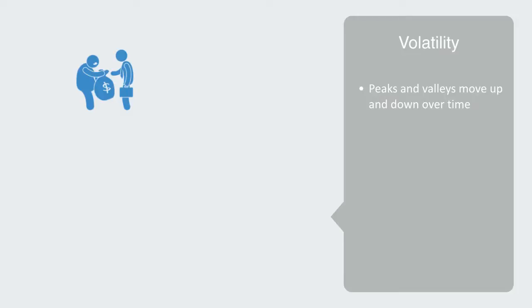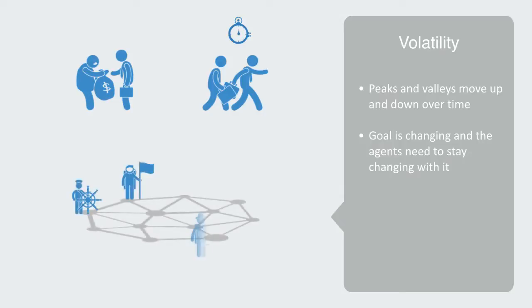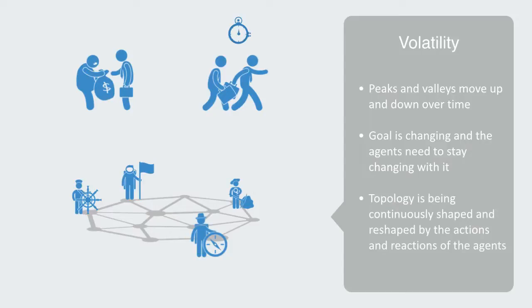In these dynamic environments, this is no longer the case as the goal is changing and the agents need to keep changing with it. If we then turn up the interdependency between the actions that agents take, the environment will become more dynamic as the topology is being continuously shaped and reshaped by the actions and reactions of the agents to each other, with agents needing to be continuously adapting.